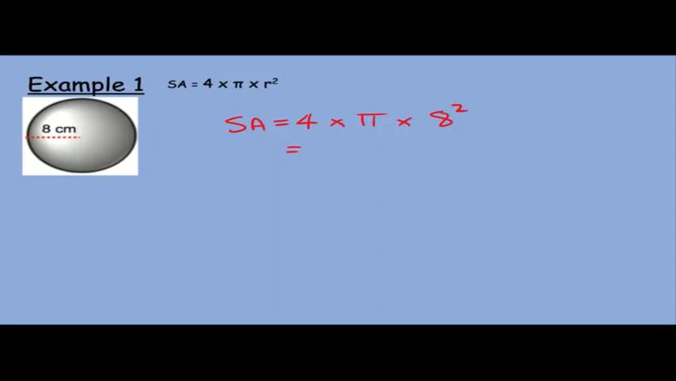So I've got 4 times pi times 8 squared. So you may have an answer of 256 pi, right? That's correct, but we want it in just ordinary numbers. So just press your S-D button and you're going to end up with an answer of 804.2 centimeters squared, because we had our radius in centimeters, the area is going to be in centimeters squared.